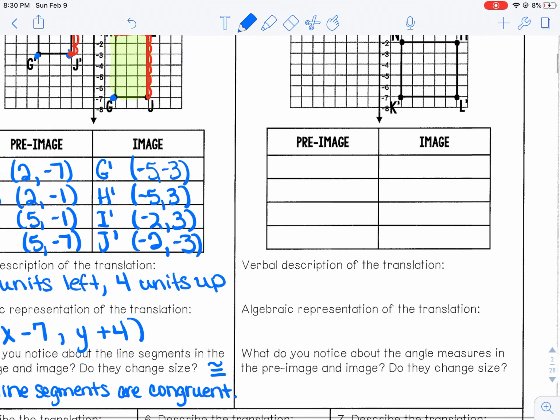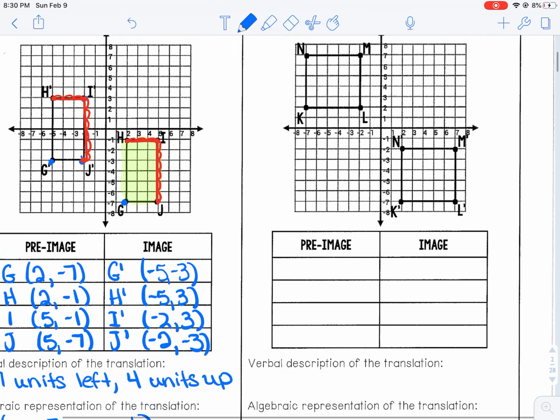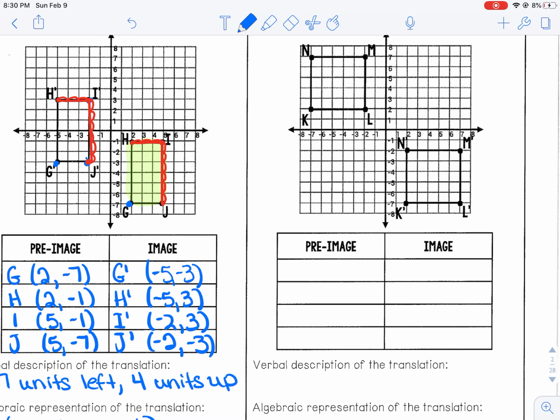So why don't you go ahead and write down your pre-image coordinates. Remember, the pre-image does not have the apostrophes on them, so your pre-image is up here. So write down your pre-image coordinates for K, L, M, N, and then write down your image coordinates, okay, and then we'll see about the verbal description. Okay, go ahead and pause the video so you can make sure that you are writing your coordinates down correctly.